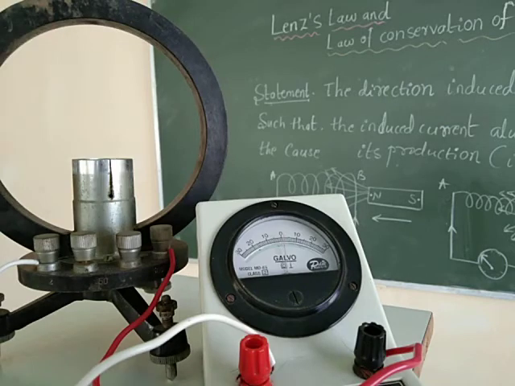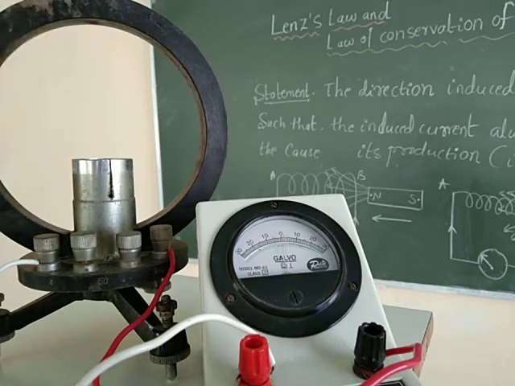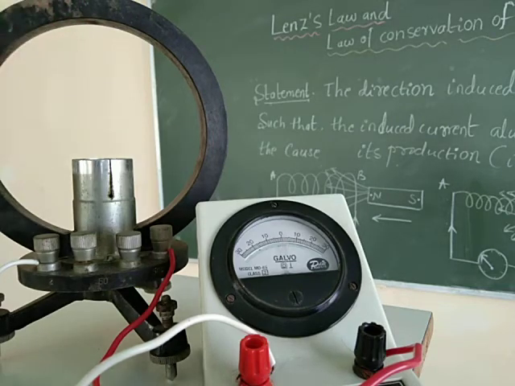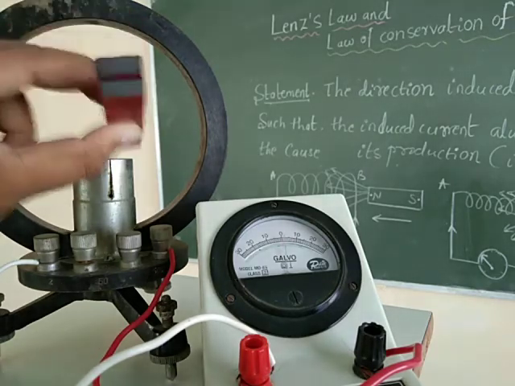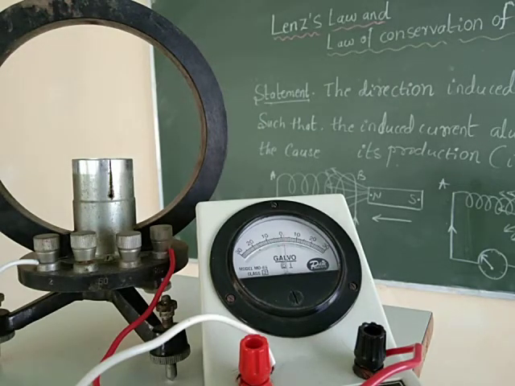Towards and away. As I move, the rate of change of magnetic flux within the coil changes. Whenever there is a change in the magnetic flux linked with the coil, an EMF and hence current is induced in the coil. But it is directly proportional to the rate of change of magnetic flux: the induced current or the induced EMF is directly proportional to the rate of change of magnetic flux.